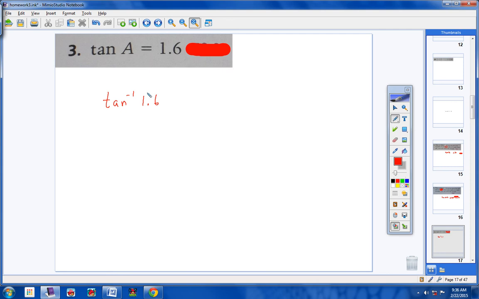Now, let me pause and say this. Make sure that you're in degrees, okay? If you're not in degrees, you're not going to get the right answers out, okay? Alright, so I've hit inverse tangent on my calculator, 1.6, enter, and I'm getting 57.99 degrees. They want us to round to one decimal place, so 58.0 would be one decimal place.